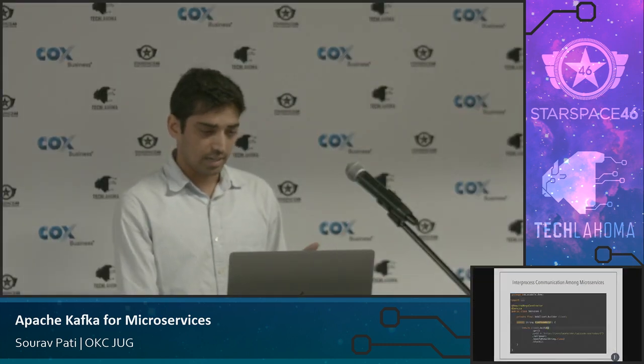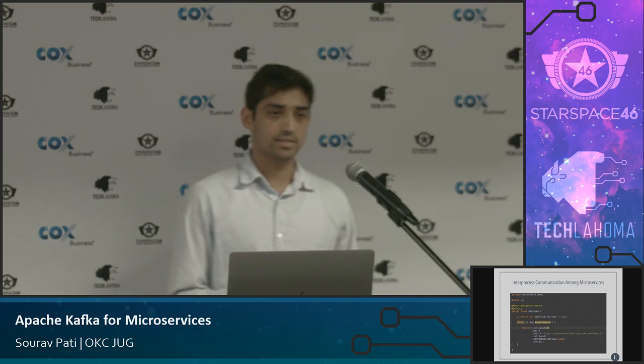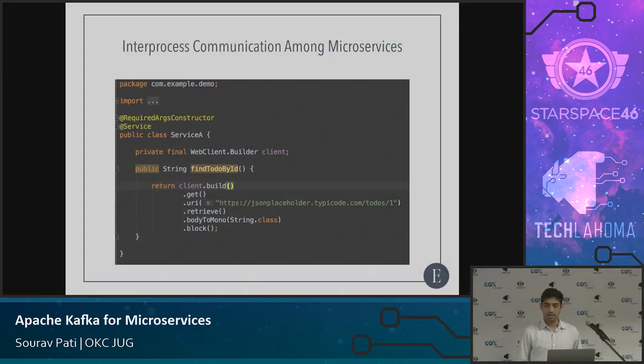So other than this, if you have microservices, service A, service B, service C, there is the interprocess communication among these microservices. There are various ways. One of the most commonly used is HTTP, using the HTTP protocol. So if you have a service A and suppose you want to call some to-do service or some external service, if you're using Spring Framework 5, you probably use something like this. You have a client and then you do a get.uri, you give the link, you make a get call, and you get the data from a different service. So service A is calling service B, you get the data.